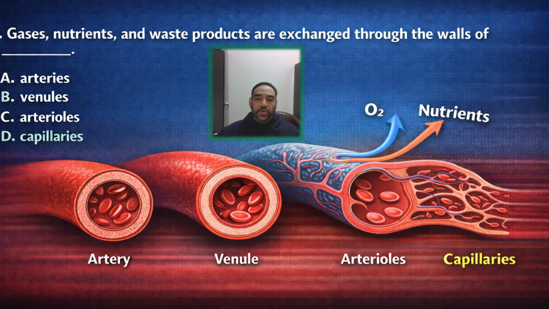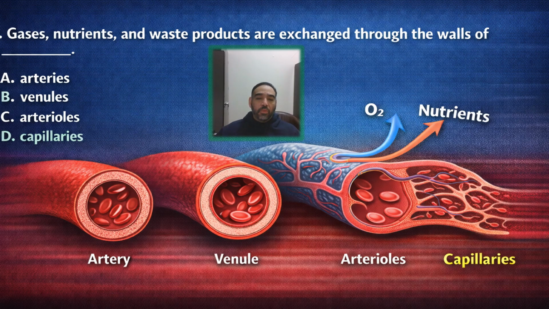They're specifically designed for gas exchange, meaning mainly O2 and CO2. They're also used for nutrient delivery, things like glucose and amino acids. Part of their job is waste removal, which means removing CO2 and metabolic byproducts. And they also help with fluid shifting.